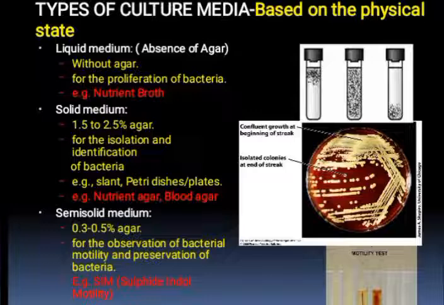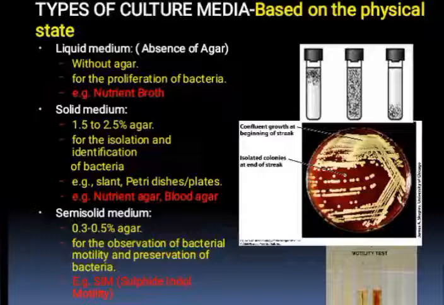Number 1. Liquid medium. In liquid medium there is absence of agar, or you can say a medium without agar. It is used for the proliferation of bacteria. For example, nutrient broth. Number 2. Solid medium. In solid medium there is 1.5 to 2.5% agar. It is used for the isolation and identification of bacteria. Examples of solid medium are slant, petri dishes, plates, nutrient agar, blood agar.